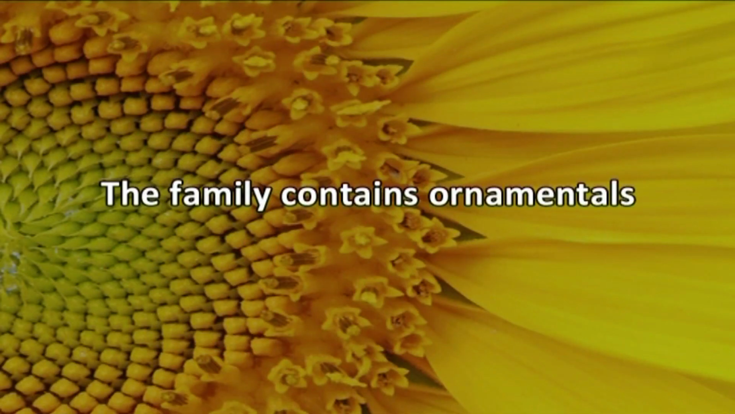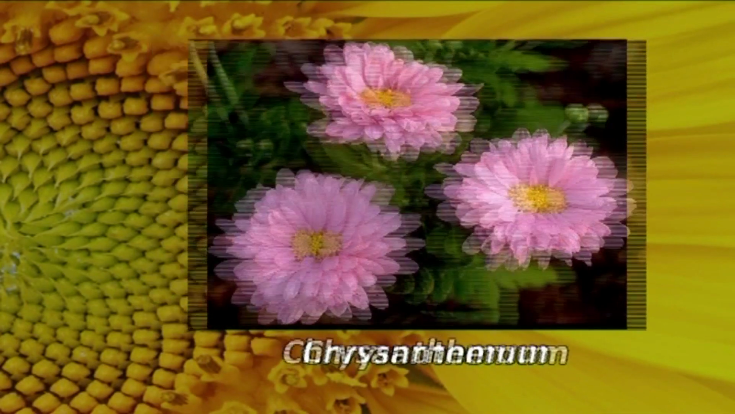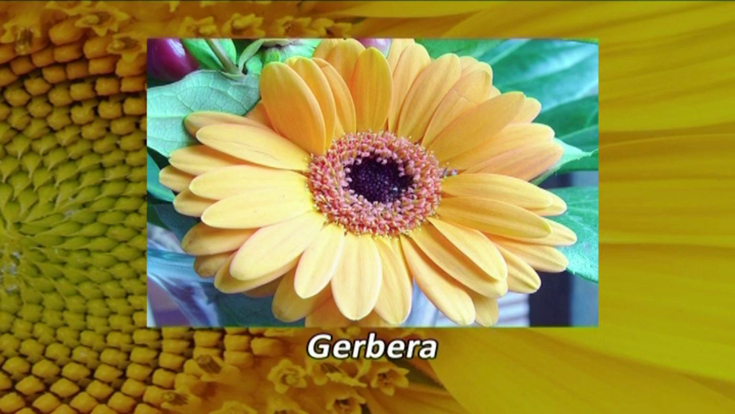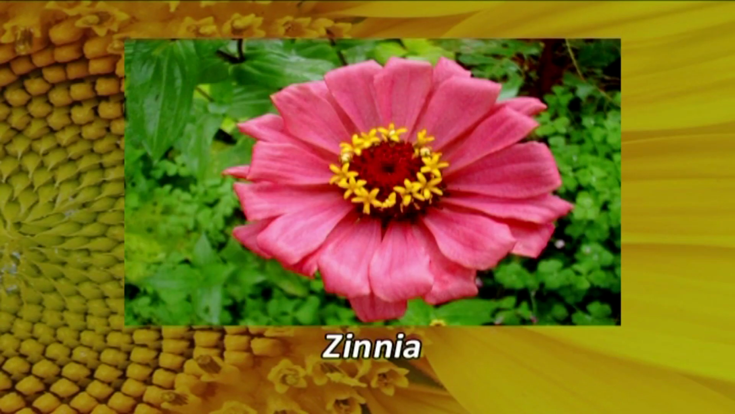The family Asteraceae contains many celebrated ornamentals. We can name them like marigold, daisy, chrysanthemum, dahlia, gerbera, Tagetes, zinnia, and many others, a number of plants that are grown as ornamentals in our gardens and parks.